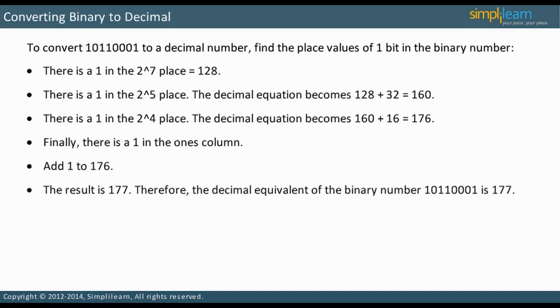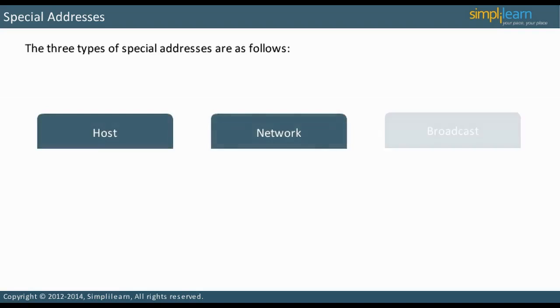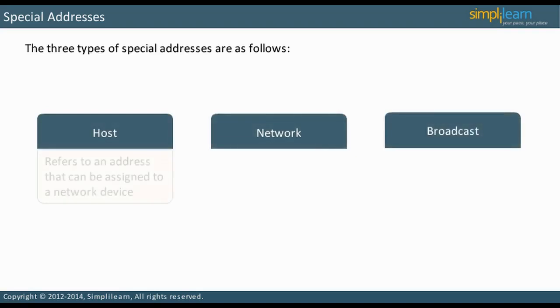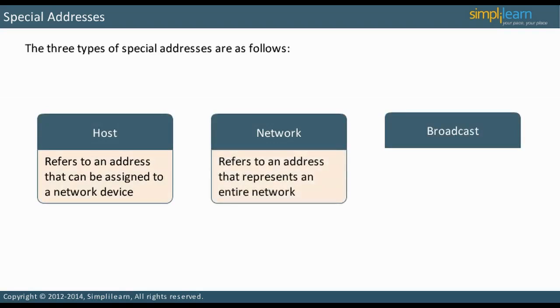The result is 177. Therefore, the decimal equivalent of the binary number 10110001 is 177. In the next slide, we will discuss special addresses. There are 3 types of special addresses. They are host, network, and broadcast address. A host address refers to an address that can be assigned to a network device. A network address refers to an address that represents an entire network.